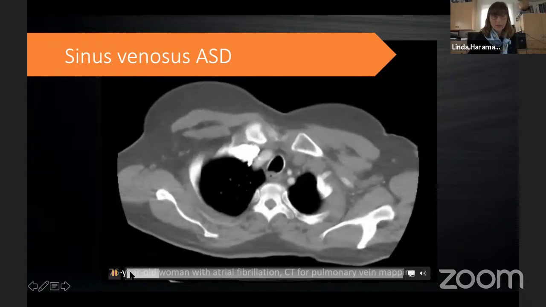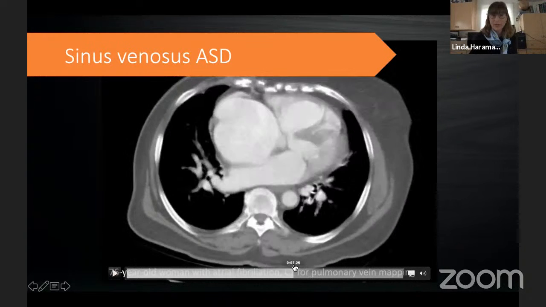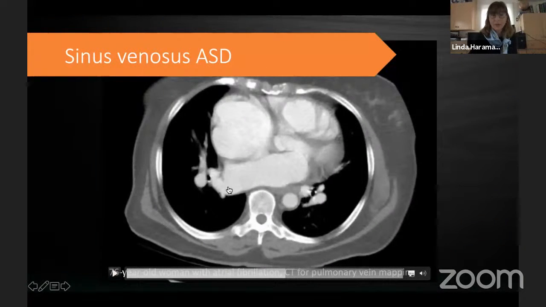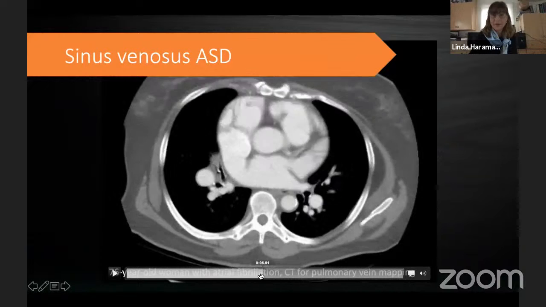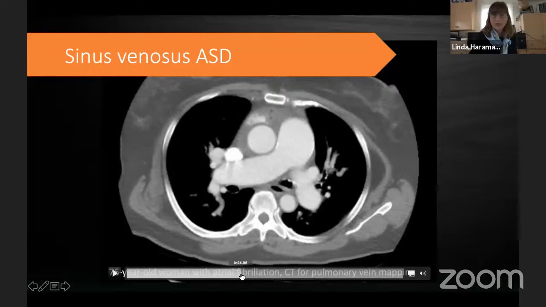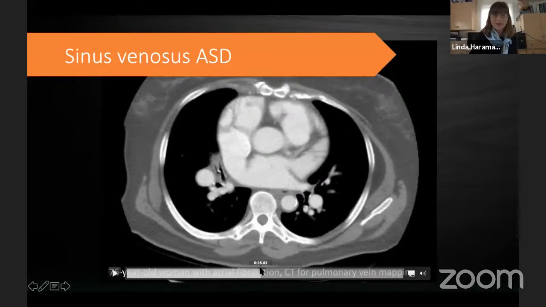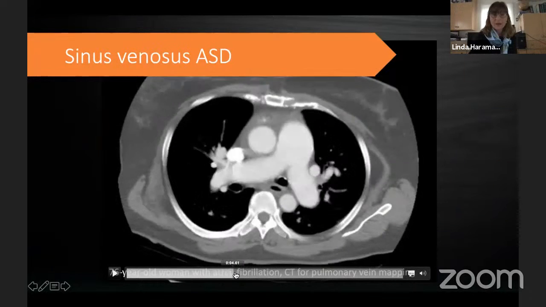And here, let me just scroll through. What we can see is here's the normal appearance of the right inferior pulmonary vein and the normal insertion of the left inferior pulmonary vein, and the left superior pulmonary vein is also inserting normally on the left atrium. This is the right superior pulmonary vein, and we see the superior vena cava.